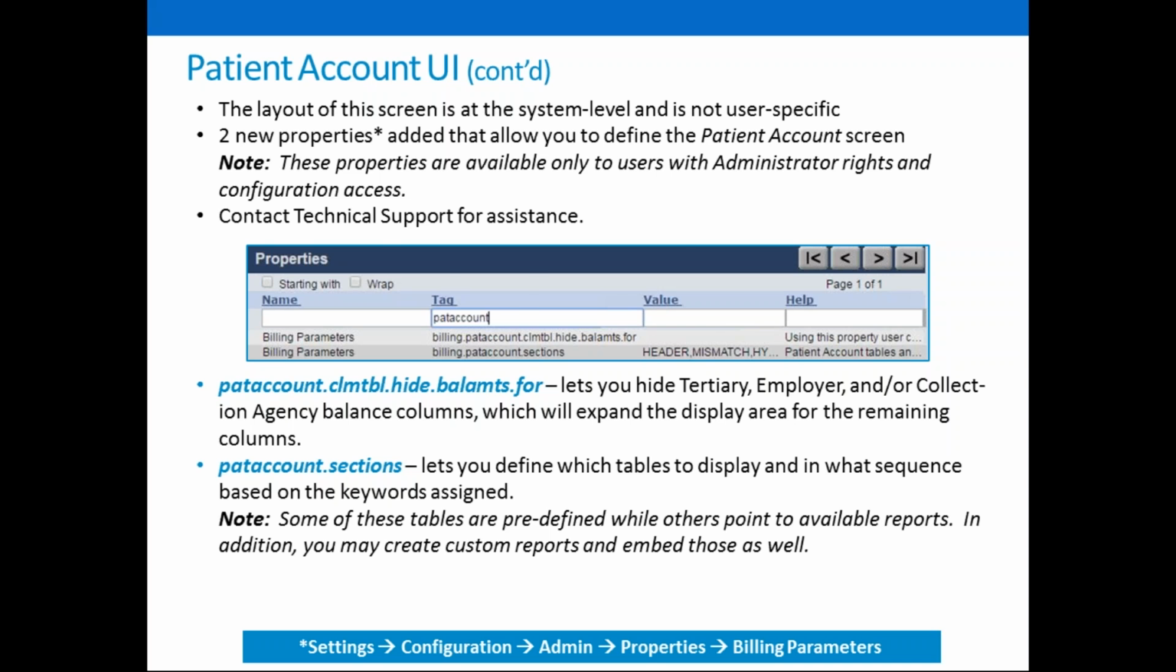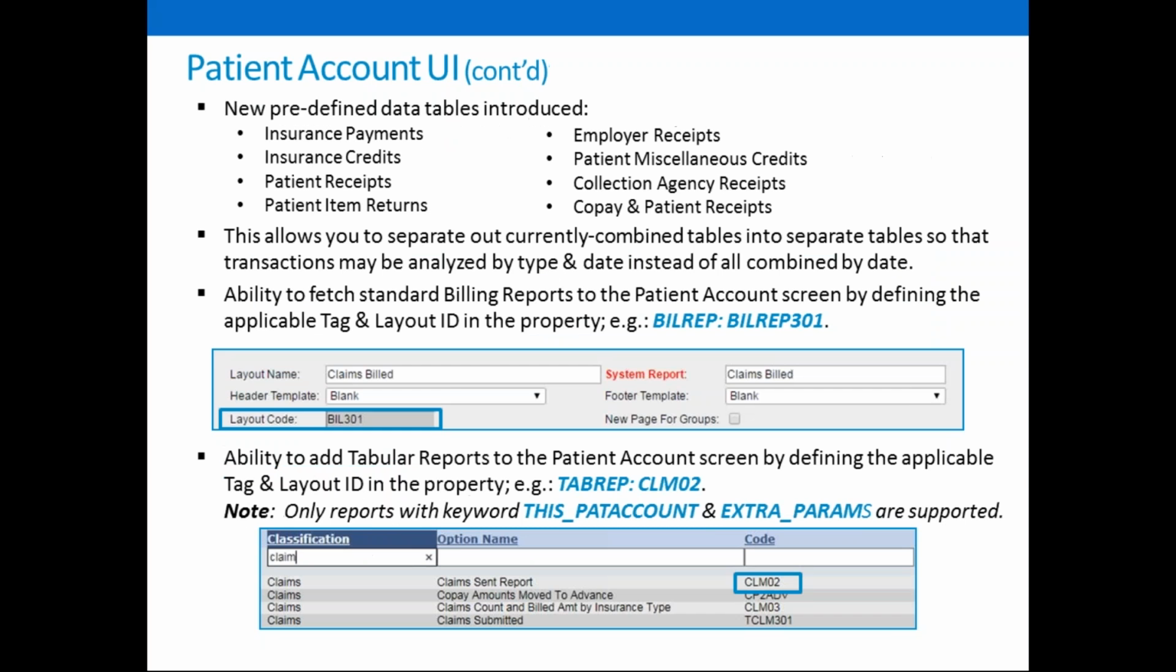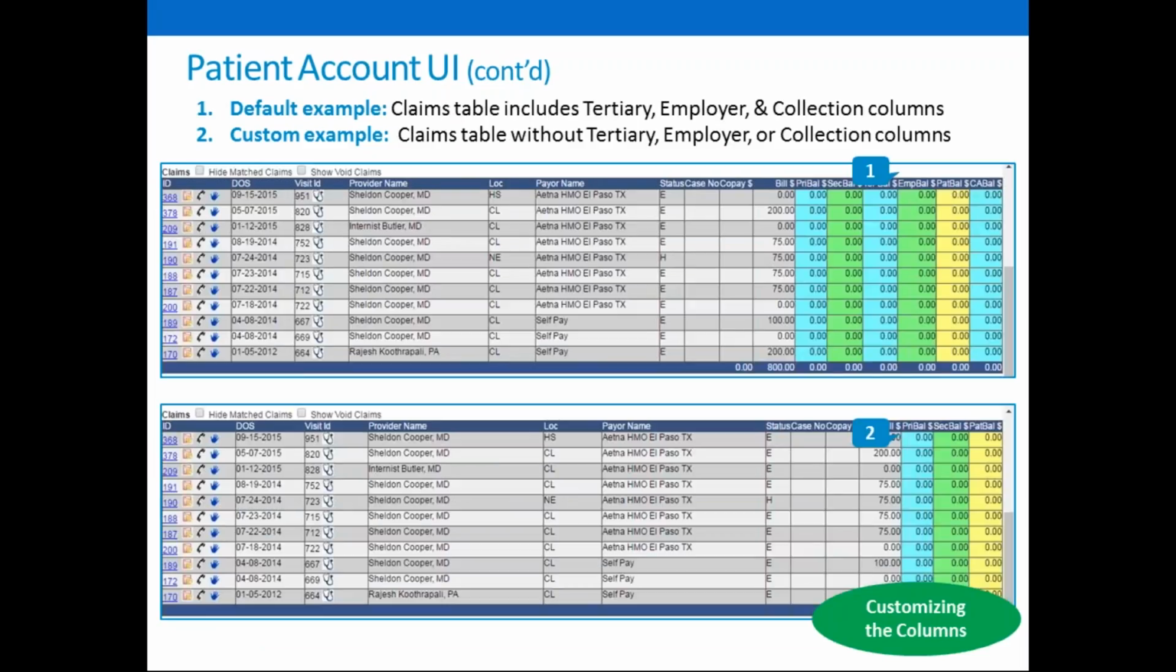You also have the ability, though, of hiding columns. So for instance, if we look here, the top example is your default view that you currently have. And the blue, green, yellow columns is primary, secondary, tertiary balances, employer balance, patient balance, collection agency balance. Well, maybe in your practice, employer billing is not applicable, so you don't want to waste the real estate on your screen of having that column since it's always empty. So you can now remove it. So if you notice here in the bottom section, I have removed the employer column and the collection agency column.